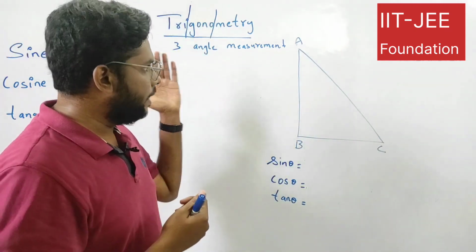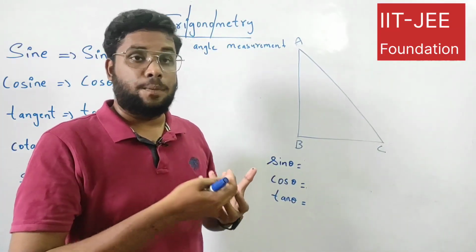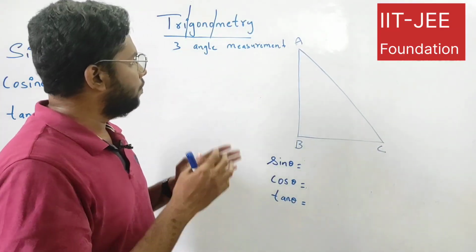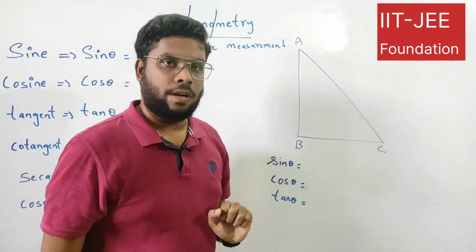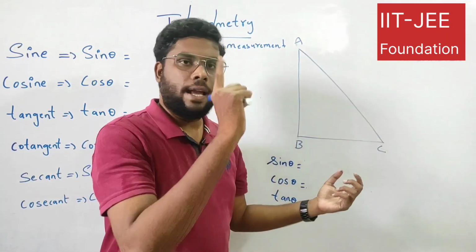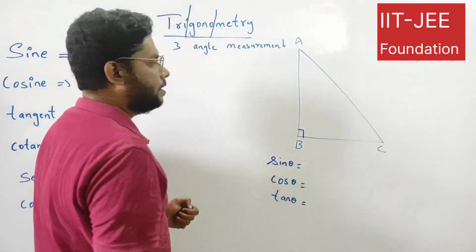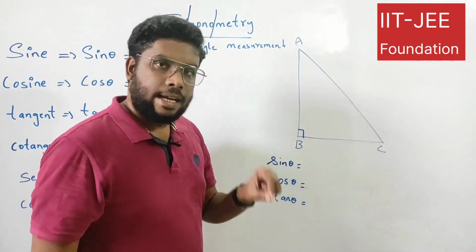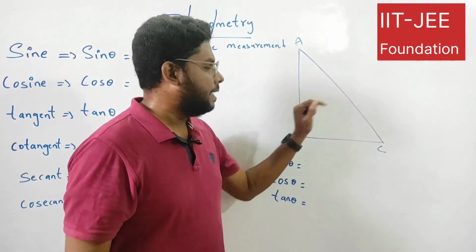So we have many types of triangles: isosceles triangle, equilateral triangle, scalene triangle, obtuse triangle, acute angle triangle, and right angle triangle. Okay, so what we will mainly focus on here is the right angle triangle. So what is a right angle triangle? A triangle in which one angle should be 90 degrees, then that triangle is said to be a right angle triangle. So a triangle in which one angle is 90 degrees is known as a right angle triangle.